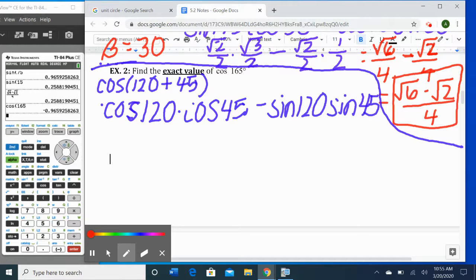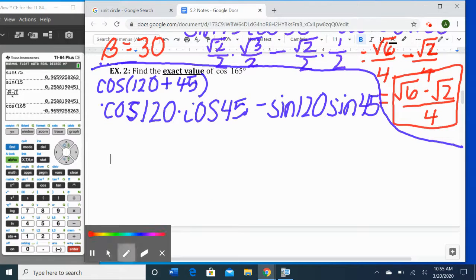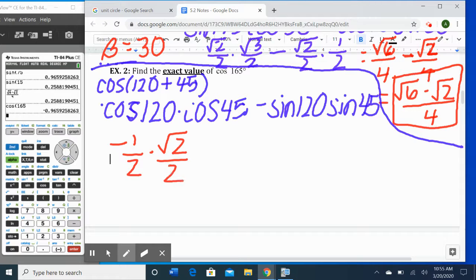So let's be careful with our positives and negatives. The cosine of 120 is negative 1/2, times the cosine of 45, which is positive root 2 over 2, minus the sine of 120, which is positive root 3 over 2, times the sine of 45, which is positive root 2 over 2.